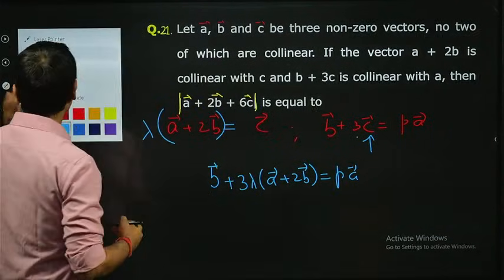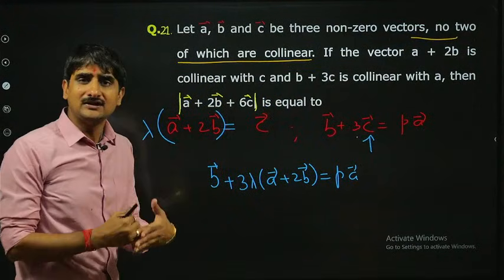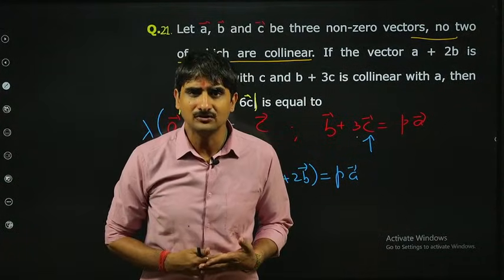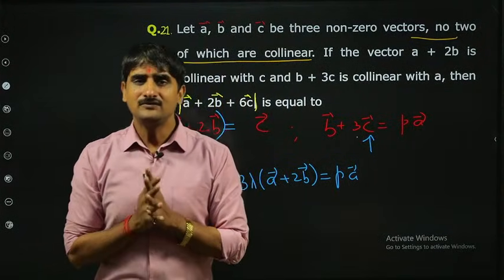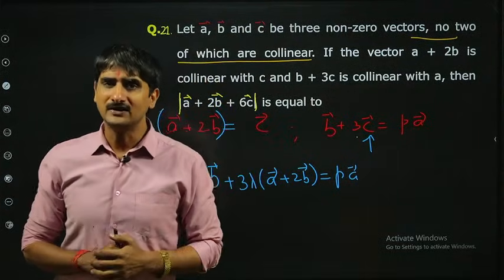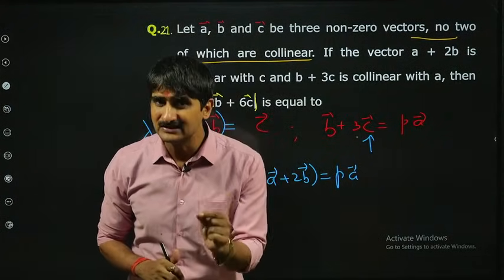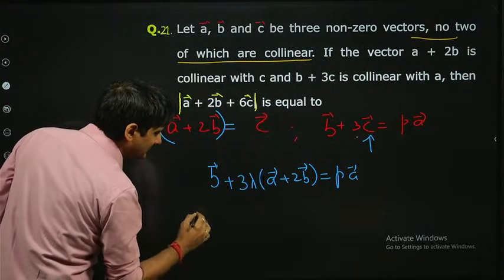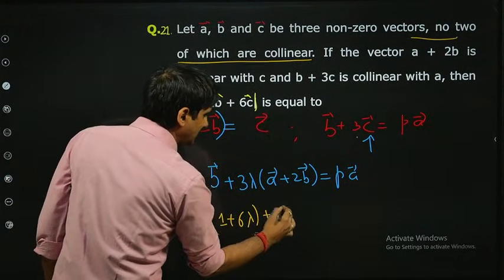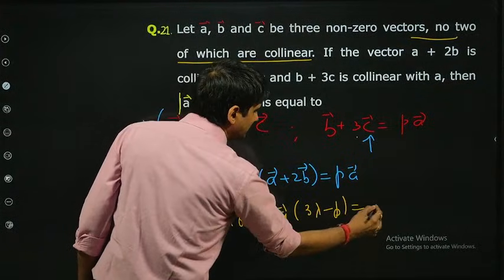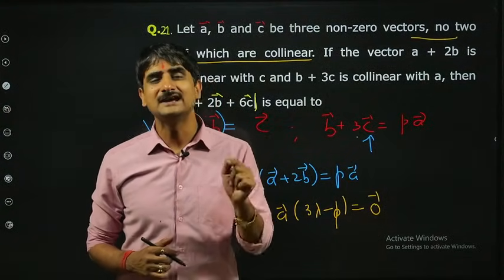Now see, they have said that no two of which are collinear. That means vector A and vector B are non-collinear, and two non-collinear vectors are independent vectors. When we linearly combine two independent vectors to write a null vector, that is possible only when the involved scalars are 0. If I collect the scalars, for vector B it's 6 lambda, and for vector A it's 3 lambda minus P, equal to null vector. Since vector A and vector B are non-collinear, they have to be independent.